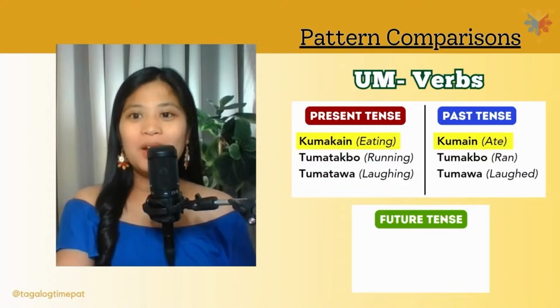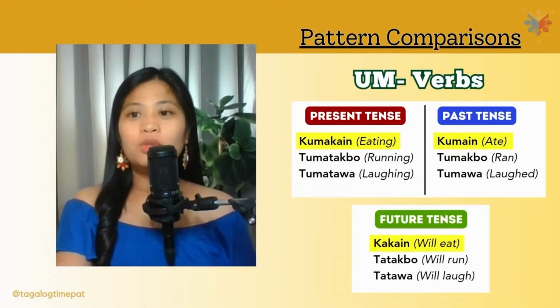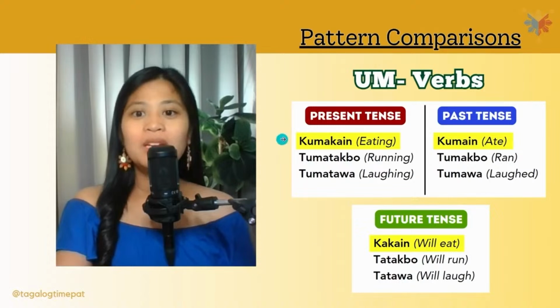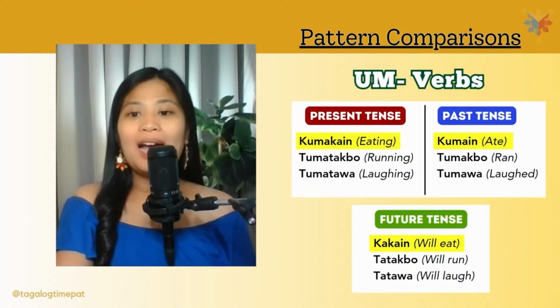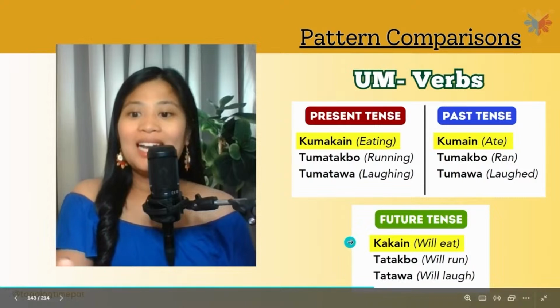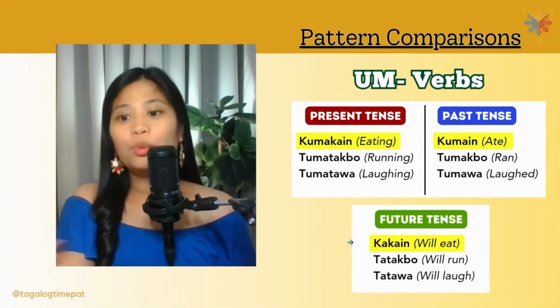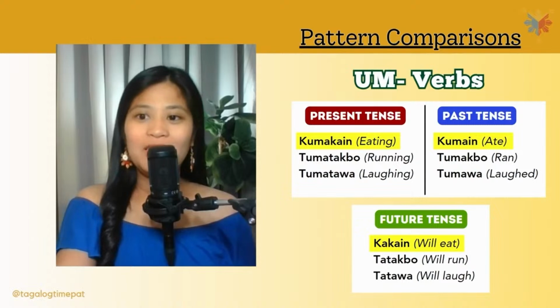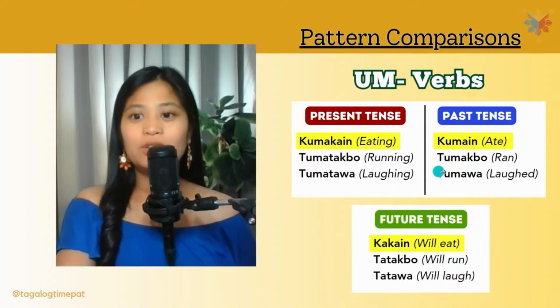So let's go ahead and compare all of the conjugation patterns for verbs. We'll just take a look at the verb kain here, highlighted in yellow. In the present tense, to eat, it's kumakain. Kumakain ako. I am eating. In the past tense, it's kumain. Kumain ako. I ate. And then in the future tense, it's kakain. Kakain ako. I will eat. So very interesting. All of the conjugation patterns are different for verbs here.